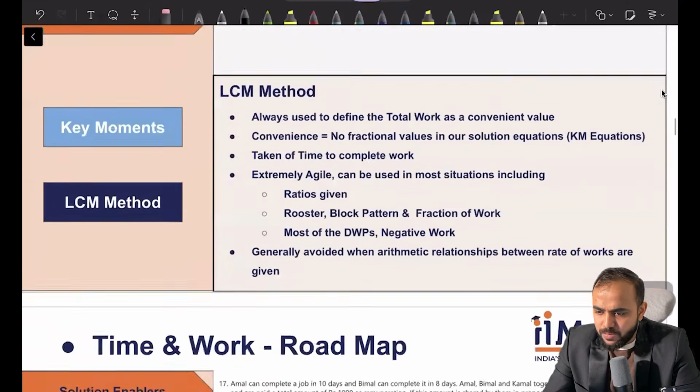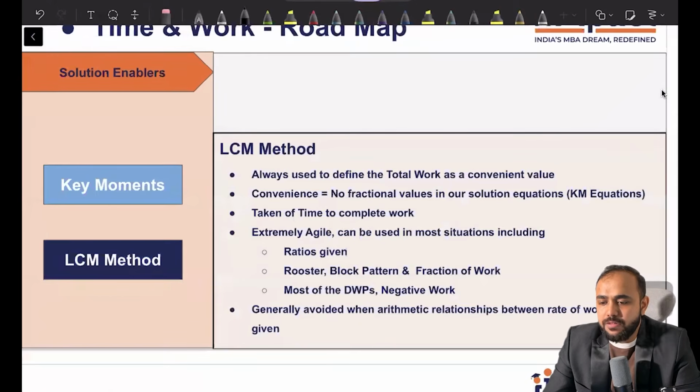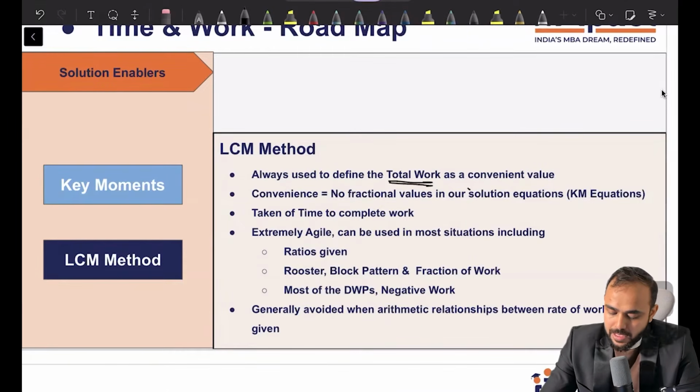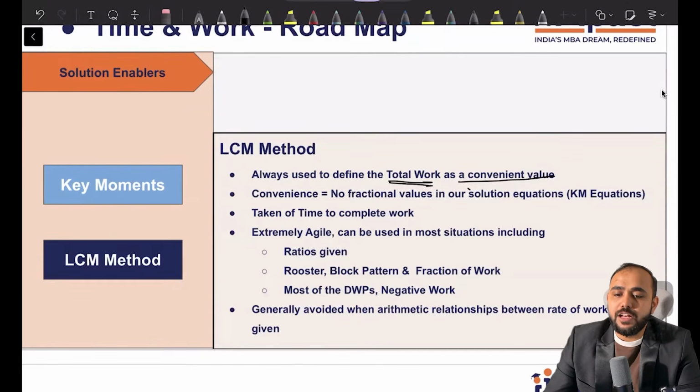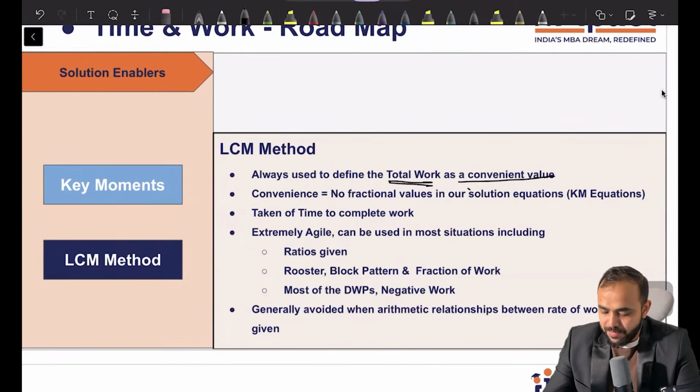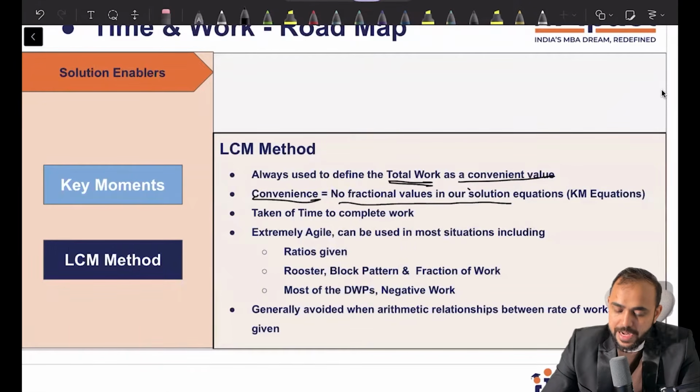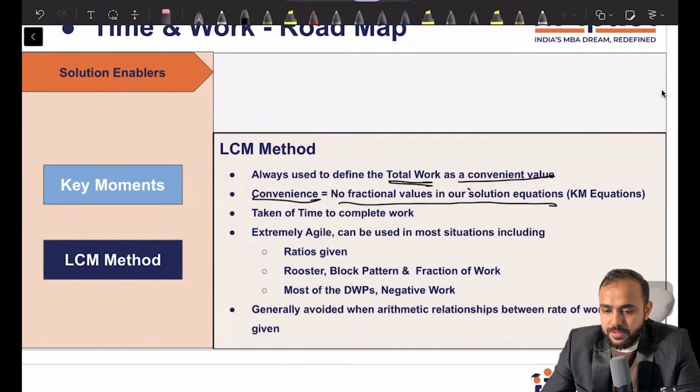All right, so let's finally move to the LCM method. This is always used. The LCM method is always used to define the total work as a convenient value. You can take the total work to be anything, and then you can give other values according to the given ratios. But the LCM method helps you put a convenient value on the total work. When I say convenience, I mean that there are no fractions getting involved in our solution equations.